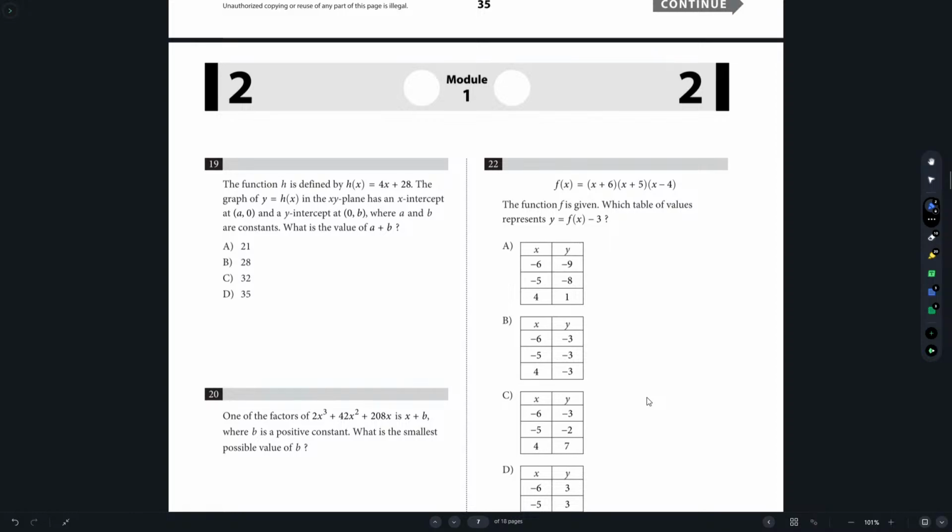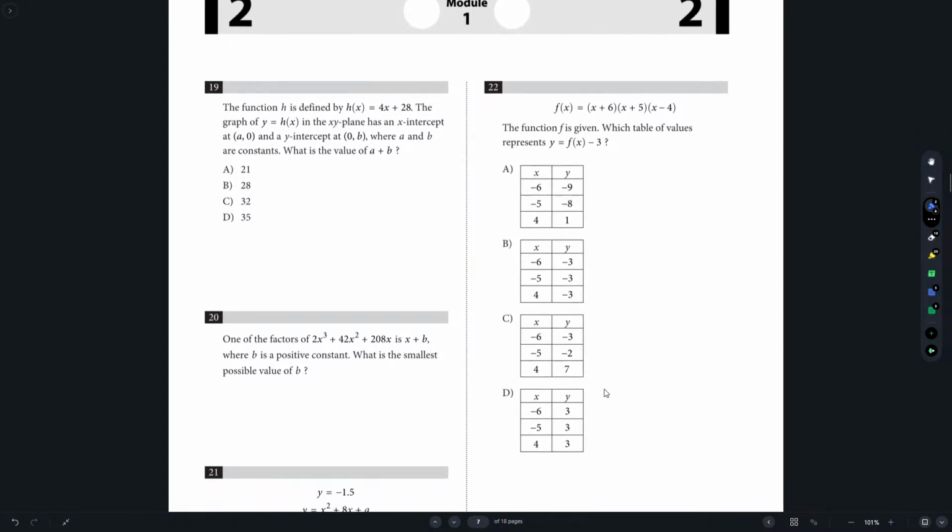The function h is defined by h of x is equal to 4x plus 28. The graph of y is equal to h of x in the xy plane has an x-intercept at a, 0, and y-intercept at 0, b, where a and b are constants. What is the value of a plus b?